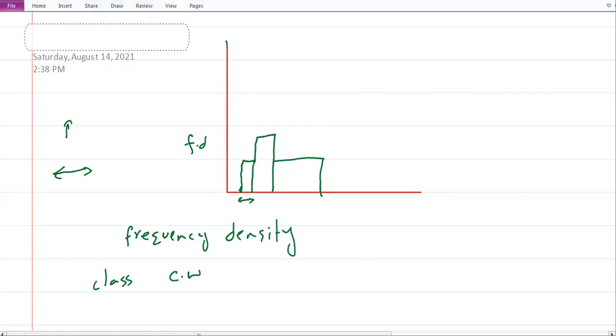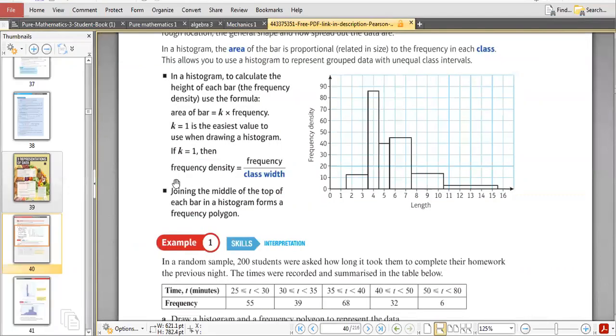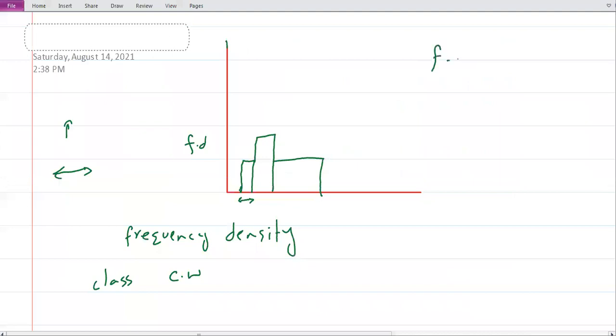One formula you have to remember: frequency density is always equal to frequency over class width. For frequency density I will use FD, so FD equals frequency over class width. From that we can derive the formula for frequency: frequency equals frequency density multiplied by class width. In the same way, sometimes you may need the class width, so class width equals frequency over frequency density. These formulae you have to remember.